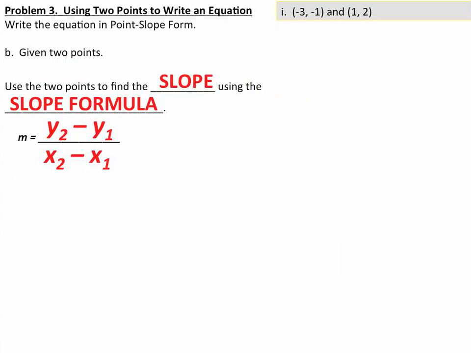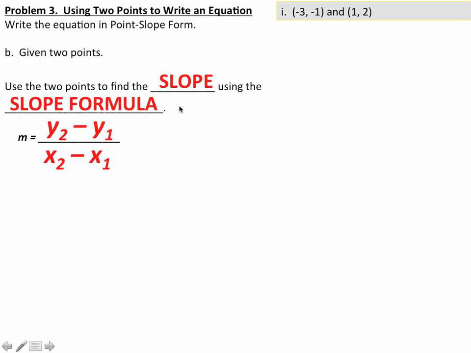All right, great. Same question, but now they're giving me 2 points. And here are the 2 points that they gave me right up here. All right, so the first thing I better do is find the slope. Because I already have a point. I actually have 2. I can pick one. But I need the slope.